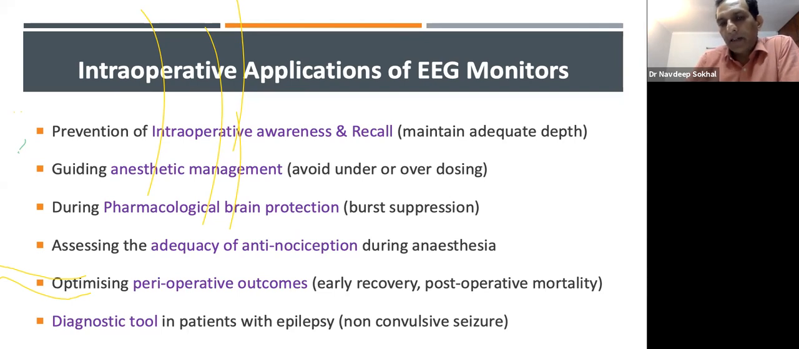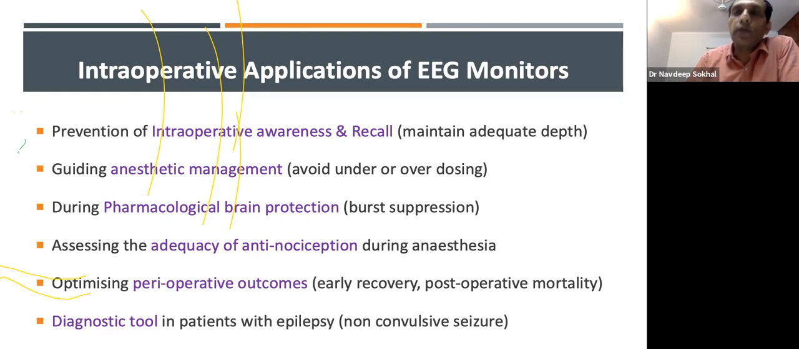Both can be affected. If you have proper depth, you can have early recovery. If you have more depth, there are incidences of postoperative cognitive dysfunction and mortality. So outcome can be affected by monitoring depth of anesthesia. And a diagnostic tool in case of epilepsy.